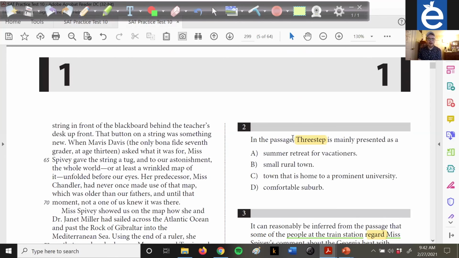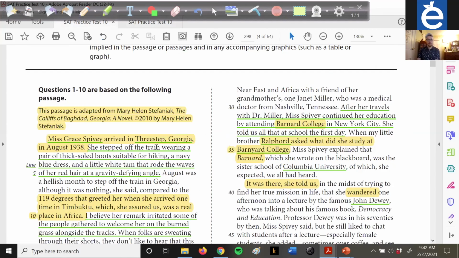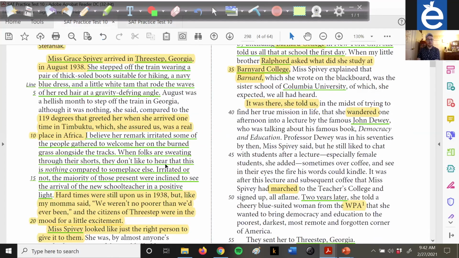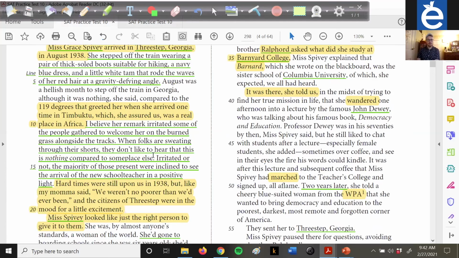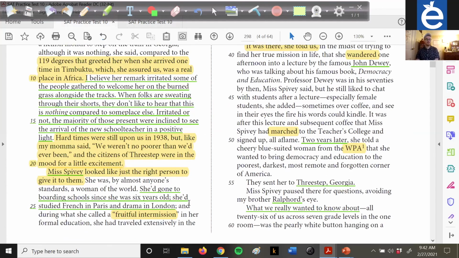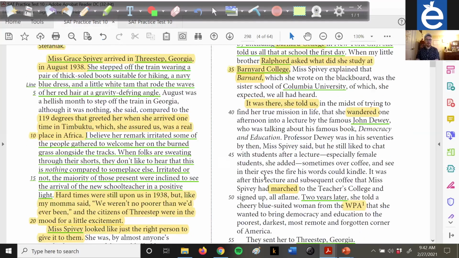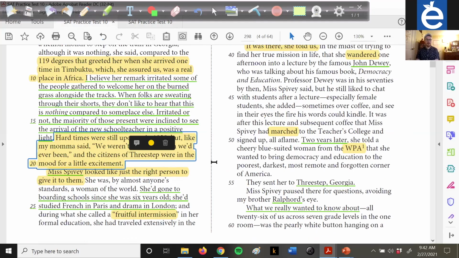Now, in the passage, three-step is mainly presented as, well, where do we see three-step mentioned? We see it up here, which doesn't really say much. We know that it's in Georgia. We know that it gets hot in the summer, right? Based on these passages. Probably the most telling thing about three-step. Oh, and we know that they're suffering here in 1938. We know that times are hard in 1938.